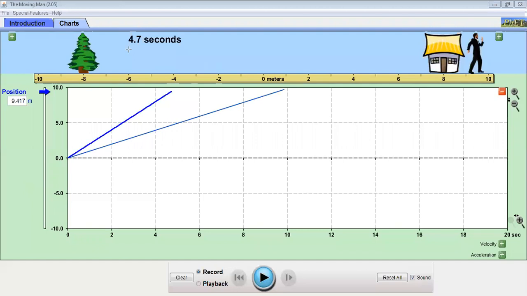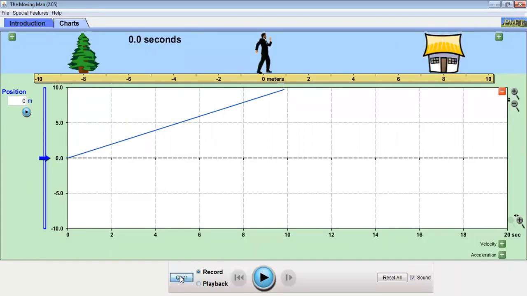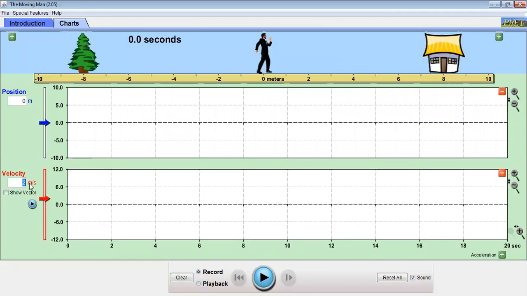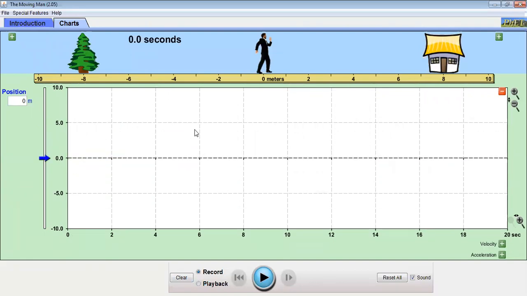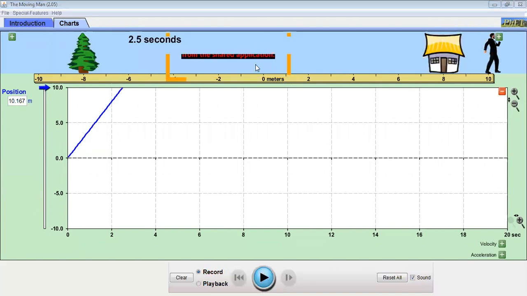Let me bring the object back to the initial position, and I clear it. And now I will make the object move with the velocity of 4 meter per second. Now see what happens to the steepness of the line. You will always find a straight line inclined to the x-axis. But look at the steepness of the line now. What you observe? You observe that it is steeper now.